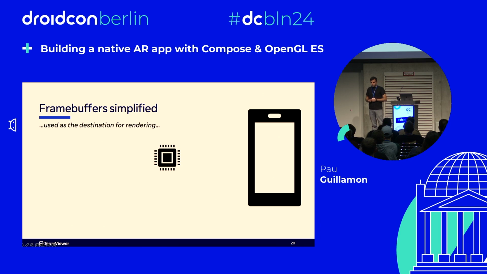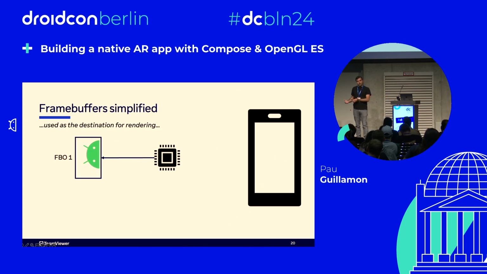So let's see how we would use a frame buffer as a destination for rendering. As I said before, usually what we want is from the CPU, submit some drawing commands to end up seeing something on the display. But now, instead of rendering directly on the display, we're going to render on a frame buffer. I like to think of frame buffers as a different sheet of paper, different canvas, where we're rendering there, we're painting there, and then we can use that information somehow. So in this case, we're using a frame buffer to render our scene.